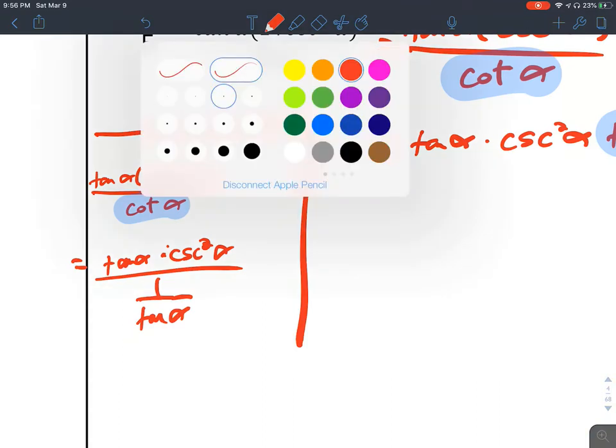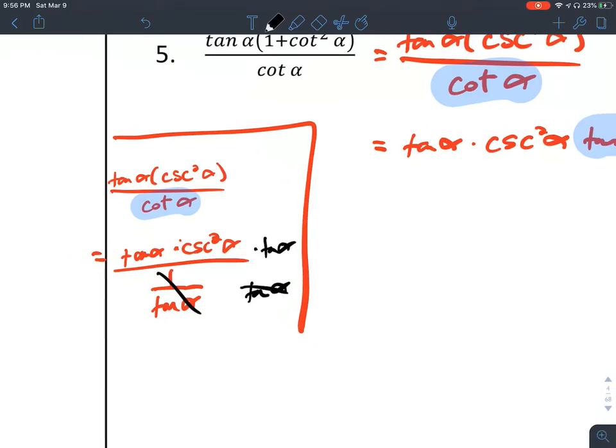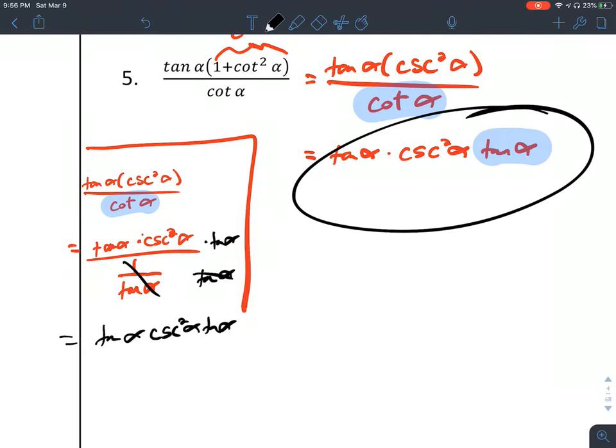And then to get that, so it's not a complex fraction, we can multiply it by 1 in the form of tangent of theta over tangent of theta. So those cancel, and that gets us to the point that I had over there to the right. If this made sense to you, you don't need to write this down. If it didn't make sense to you, you should write that down.